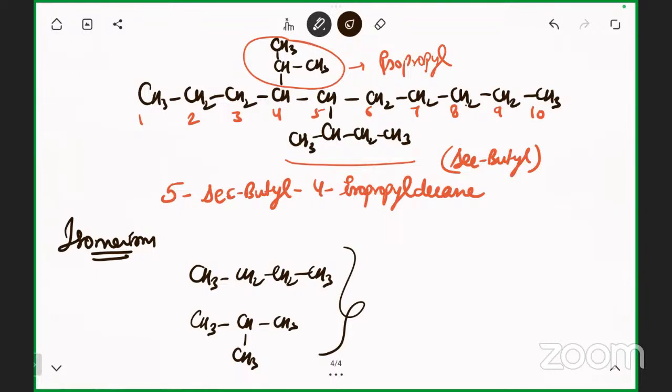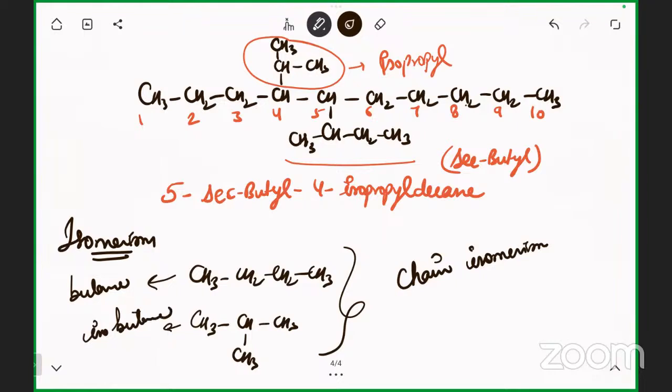CH3, CH2, CH2, CH3, and CH3, CH, CH3 with CH3 at the bottom. This is a sort of chain isomerism, if you remember. Chain isomerism. If I talk about the name of this compound, this is butane and this is isobutane. Remember?